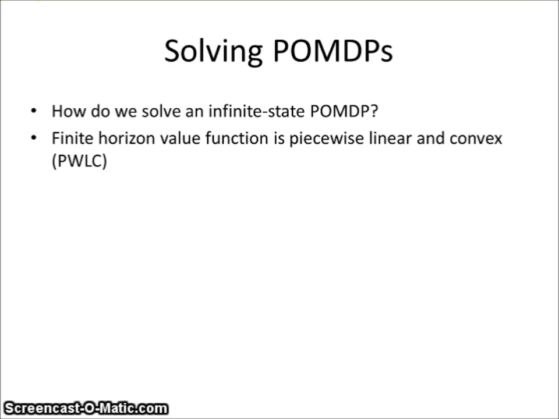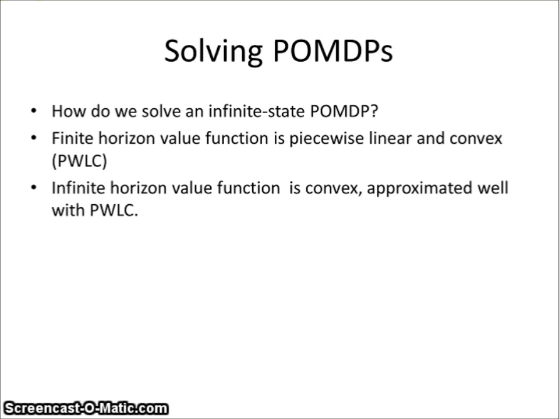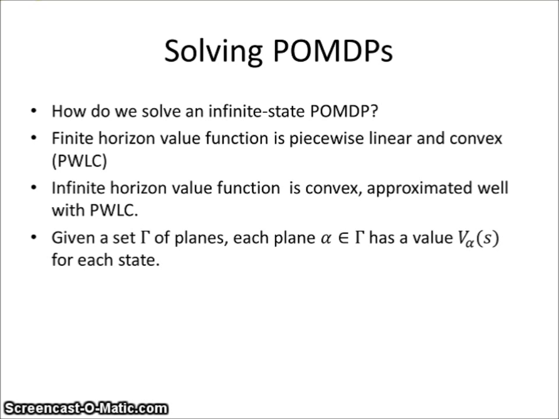Sondik and Smallwood showed first that if you have a finite horizon, the value function is piecewise linear and convex. This means that all we need to store is the line segments that make up the piecewise linear and convex function. If it's infinite horizon, it's still convex, and we can approximate it arbitrarily with a piecewise linear function. So it's going to be the maximum of a set of planes in either case. And what we're going to work with is this set of planes.